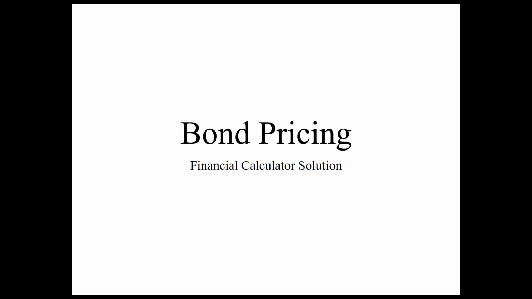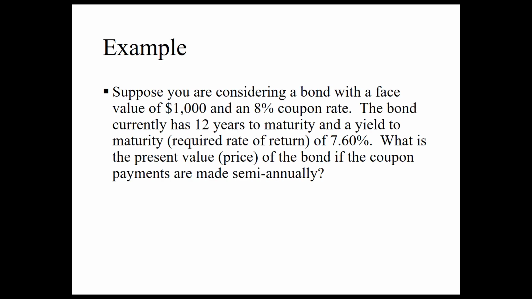This video will cover the financial calculator solution for determining a bond's price. Suppose you are considering a bond with a face value of $1,000, that's our par value or our future value, and an 8% coupon rate. Our coupon rate will be used to determine our payment. The bond currently has 12 years to maturity and a yield to maturity or required rate of return of 7.6%.